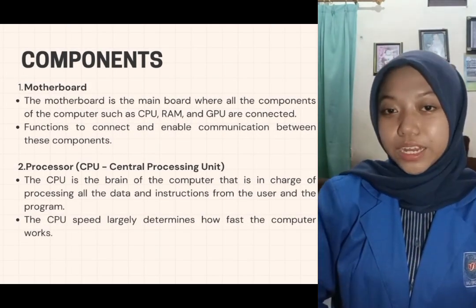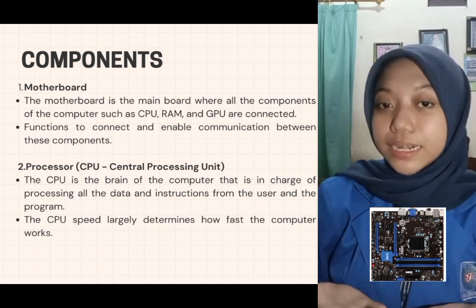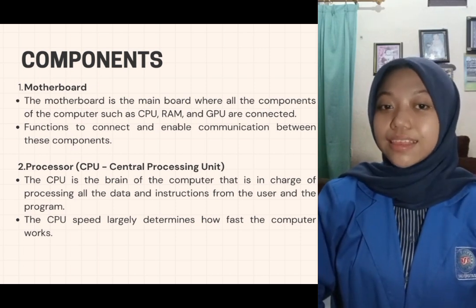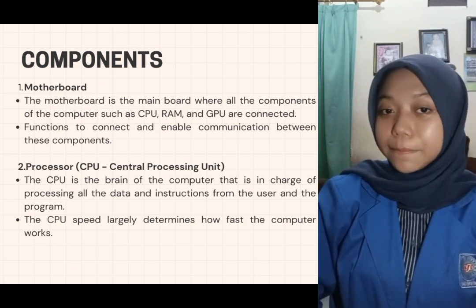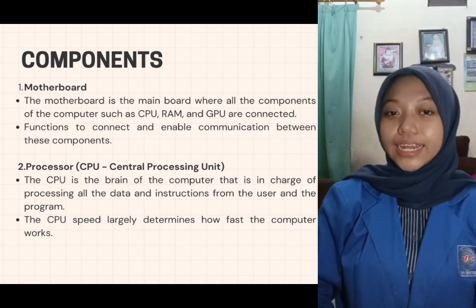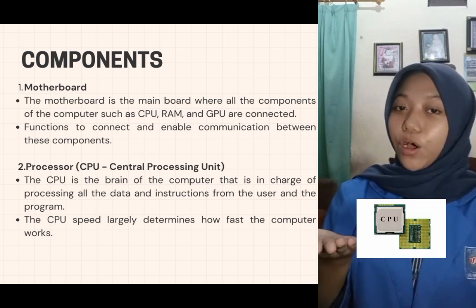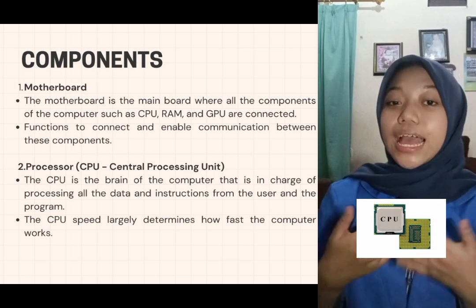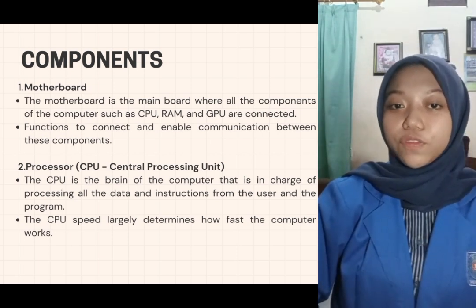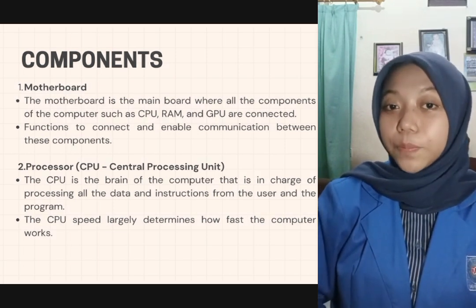Slide 3. Explanation of the first component, namely the motherboard. The motherboard is the main board where all the components of the computer such as CPU, RAM, and GPU are connected. Its function is to connect and enable communication. The second, processor, CPU or central processing unit. The CPU is the brain of the computer that is in charge of processing all the data and instructions from the user and the program.